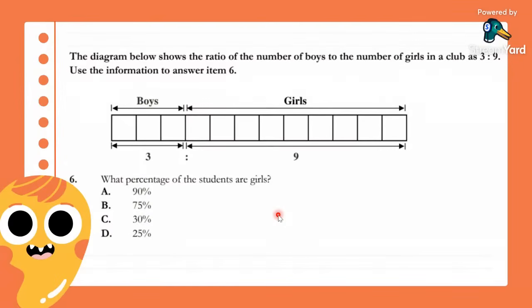Here it says, the diagram below shows the ratio of the number of boys to the number of girls. Whatever answer you give, we're talking about boys to girls. And what percentage of the students are girls? That is what is being asked.